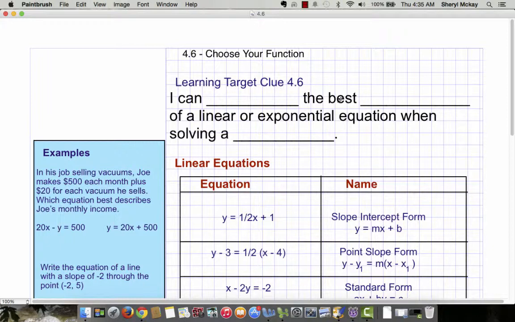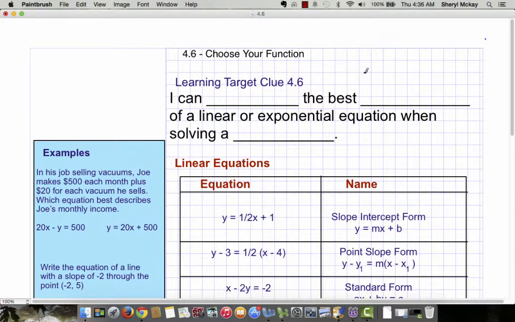What we're going to be doing now is we've had some experience with linear and exponential functions, and now it's time to know what is the best form to choose when you are looking for a linear or exponential function. When you're needing to solve a problem, what's the best one to choose? Because there are different forms that we can use. We've learned a lot about different forms, especially with linear equations.